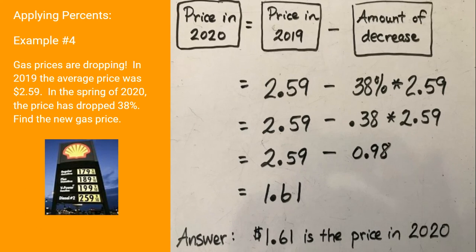Now remember, you're dealing with money in this context. So remember, we want to round our numbers to the nearest hundredth place. So the appropriate number that we're going to use in this problem is 98 cents. So we're going to take $2.59 and we're going to subtract 98 cents from this problem. When we do that, you get $1.61. So that's the new amount for the gas. So $1.61 is the price in 2020, the price per gallon.